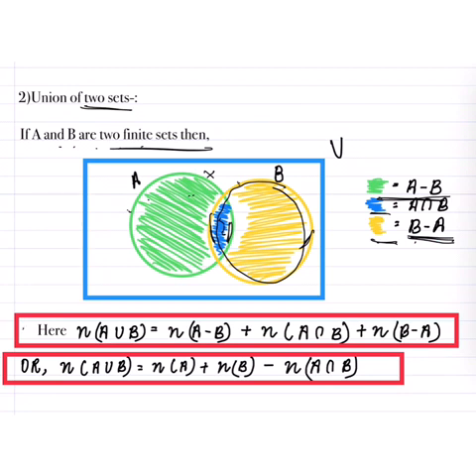With this we come across two formulas which could be alternatively used as the requirement of the question. The number of elements in A union B is equal to the number of elements in A minus B plus the number of elements in A intersection B plus the number of elements in B minus A. And the second formula is the number of elements in A union B is equal to the number of elements in A plus the number of elements in B minus the number of elements in A intersection B.